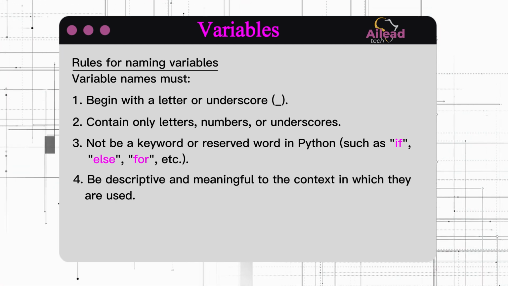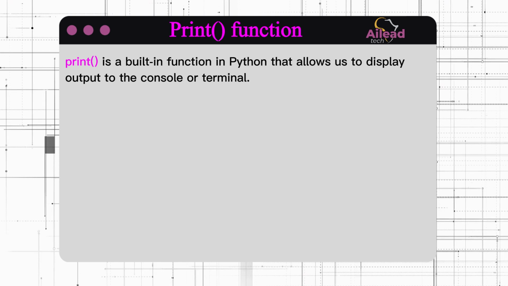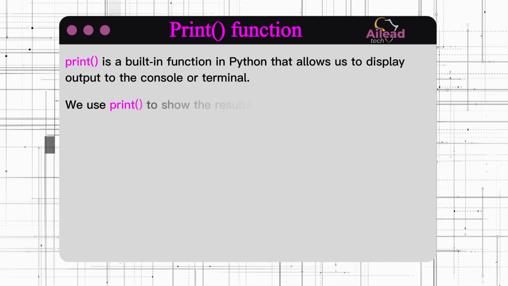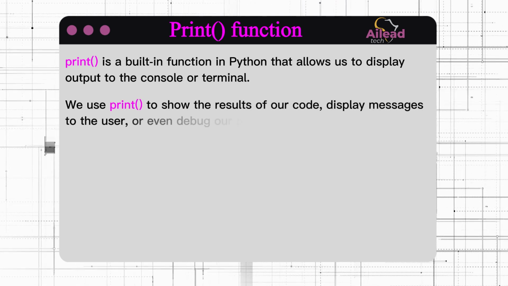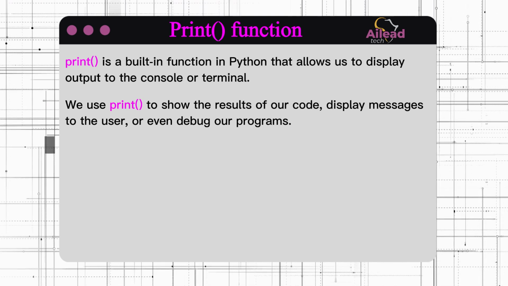Let's take a moment to talk about the print function. Print is a built-in function in Python that allows us to display output to the console or terminal. We use print to show the results of our code, display messages to the user, or even debug our programs.